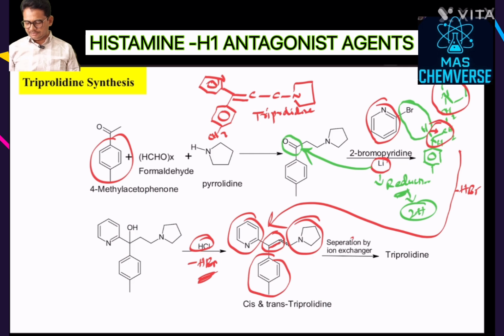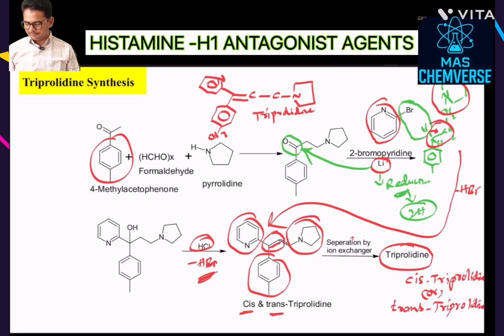By the ion exchange process, it is going to separate the triprolidine. One form of the triprolidine. Here both cis and trans are there, but here what is going to be produced is cis triprolidine or trans triprolidine. Okay, exactly, this is the synthesis of this. I hope you might understand. This is the synthesis of the triprolidine, very important.